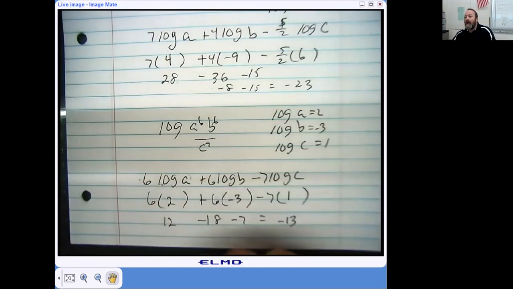And so that's a little bit of utilizing the property of logs to analyze a function.